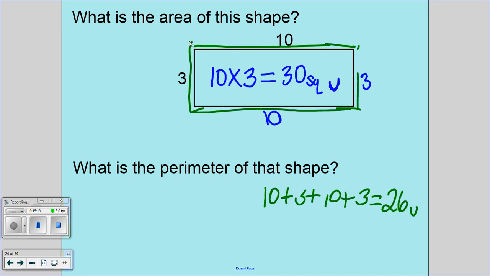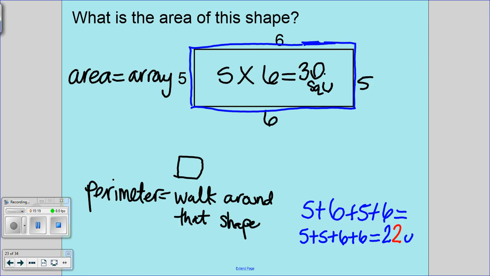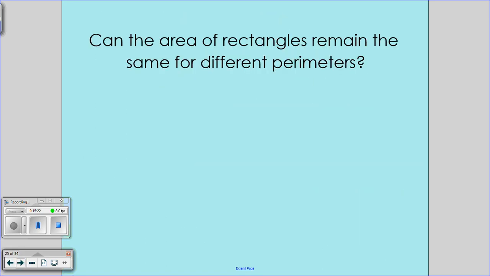Didn't the shape before have the same area? Yeah. What did the shape before have? Yeah, 30 square units. Can the area of rectangles remain the same for different perimeters? You just made two rectangles that have the same area. Did they have the same perimeters? No. Look, you have a notebook. You still have it written down.